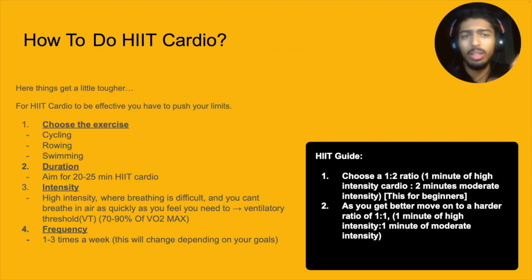Now, how do you do HIIT cardio? This is where things get a little bit tough. HIIT cardio, like I mentioned, really tests your limits. And again, we're going to be choosing low impact exercises like cycling, rowing, swimming. You can also do clean barbell, kettlebell or clean pulls as your HIIT cardio. Now, for the duration, you aim for at least 20 to 25 minutes for HIIT cardio. And this is the important part, so you guys know the intensity.